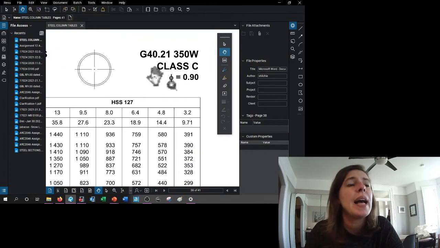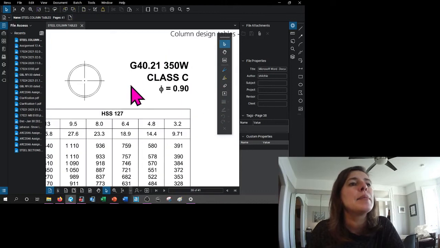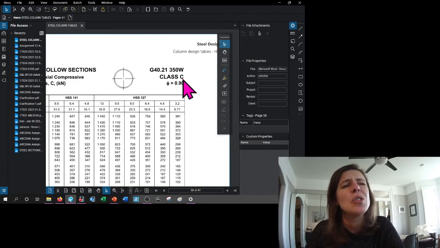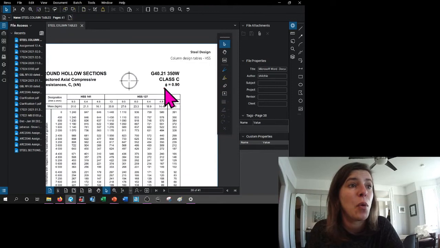Well, here we have, sorry, it changes to this fuzzy, funny hands. Oh, you know what? I can make it. There we are. So we're talking about 350 W steel. Don't worry about Class C. And look, they've incorporated the reduction factor of 0.9. So they've already done that for us.